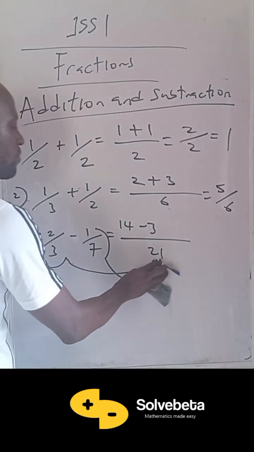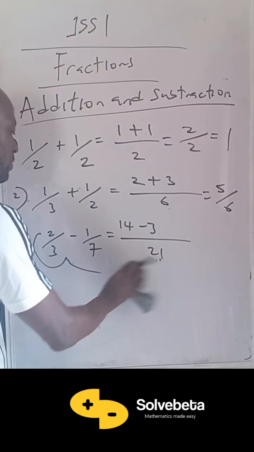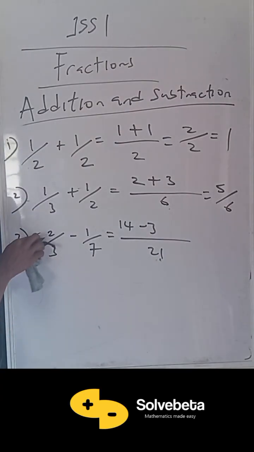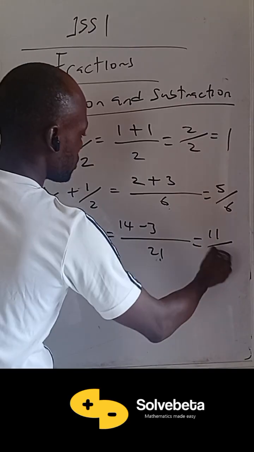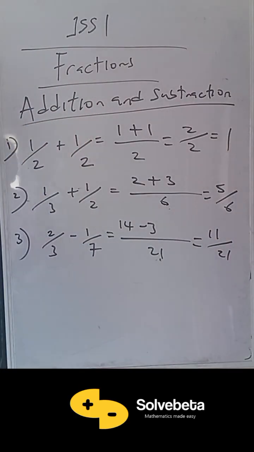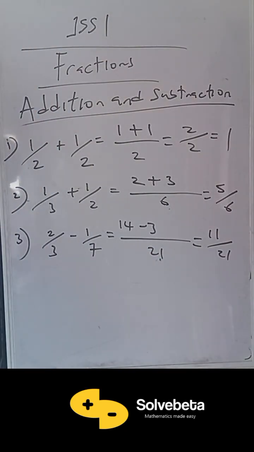Remember, we're subtracting. So that would then be 14 minus 3. What's 14 minus 3? 11, right? 11 over 21. So that is the solution to this.